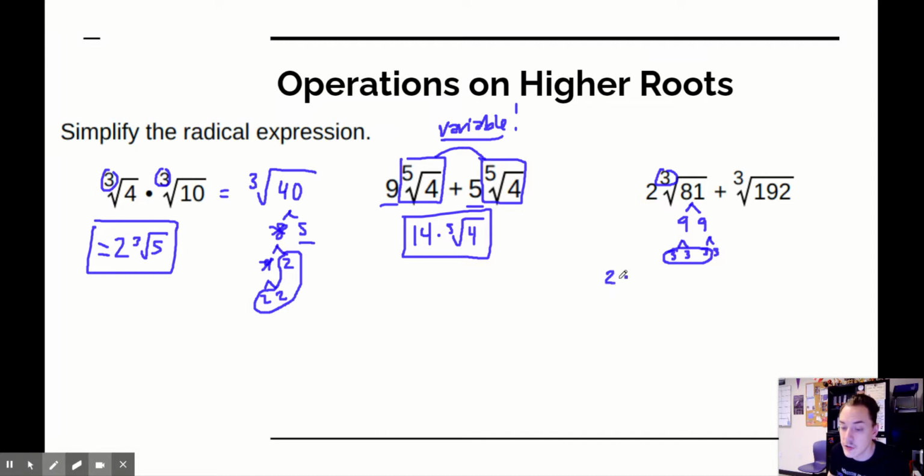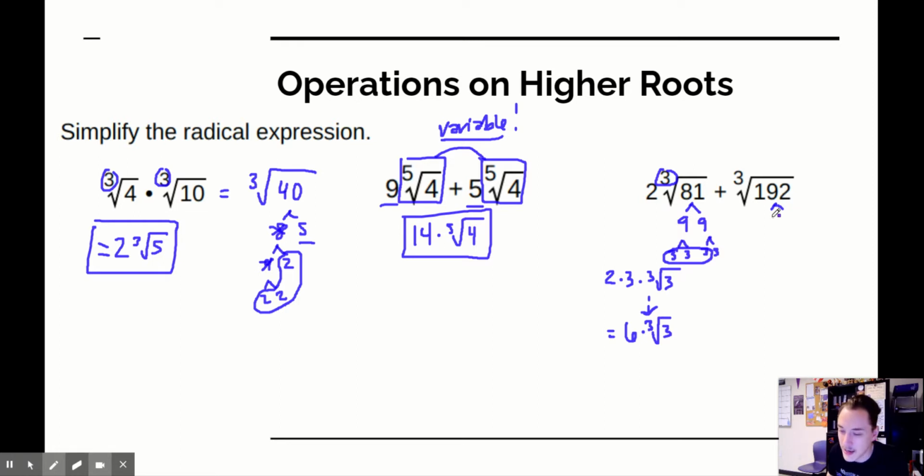So 2 times 3 times the cube root of 3, which reduces down to 6 times the cube root of 3. That's my first answer. Awesome. Okay, and now this, let's break it down.